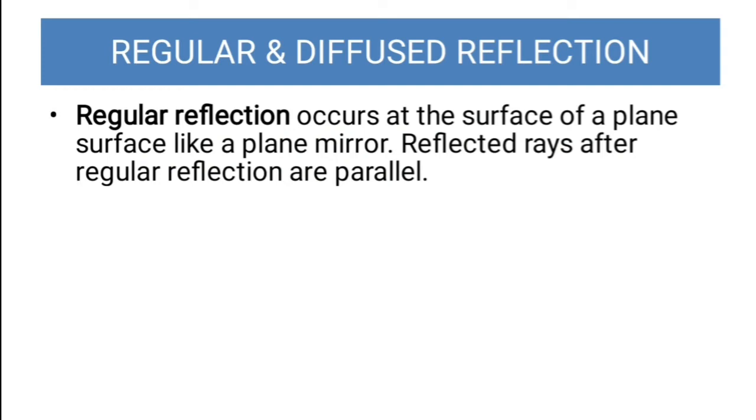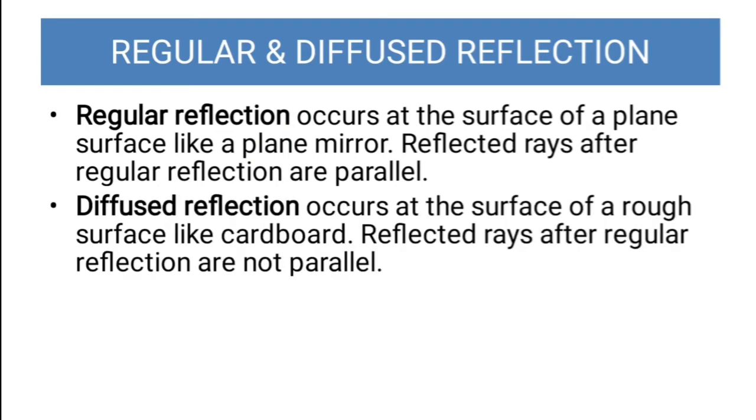The rays after reflection are parallel in the case of regular reflection, and it happens only with plane surfaces like a plane mirror. Whereas diffused reflection occurs at the surface of a rough surface. तो जब भी surface rough होता है जैसे कि कार्डबोर्ड है तो वहाँ पे diffused reflection होता है. And in this case, after reflection, the rays are not parallel. Okay, so this is called a diffused reflection.